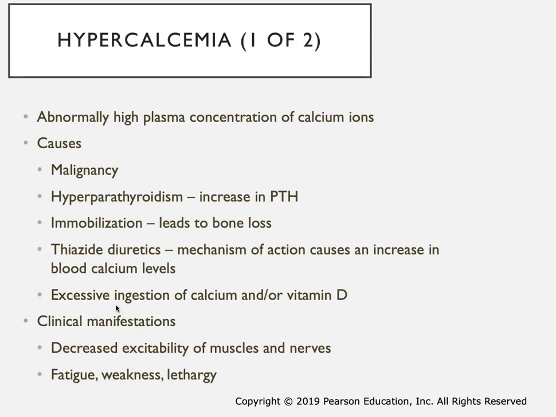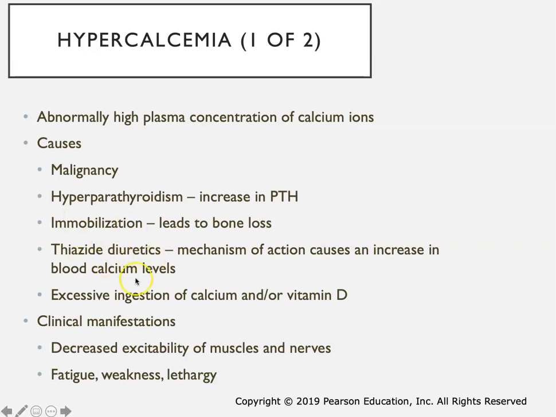All right, let's talk about what happens if you have too much calcium, okay? Some of the causes of this: malignancy, so cancers can actually cause hypercalcemia, and hyperparathyroidism. I have a figure on the next slide that I'll show you and explain that a little bit more, but basically it's an increase in parathyroid hormone, okay? If you're immobile, for whatever reason you can't move around a lot, it leads to bone loss, okay? When bone gets broken down, the calcium from the bone gets released into the blood, okay? So you need some calcium in your blood, but you also need some in your bone as well.